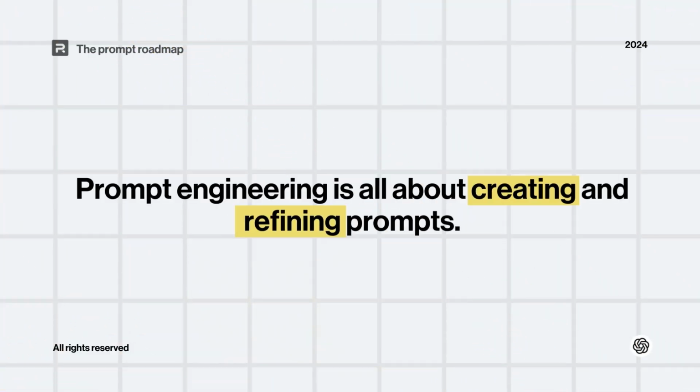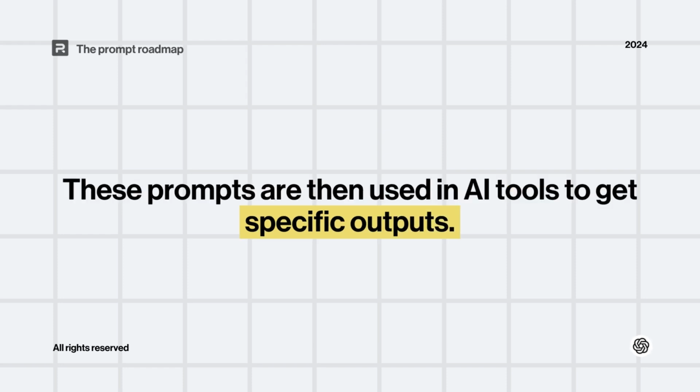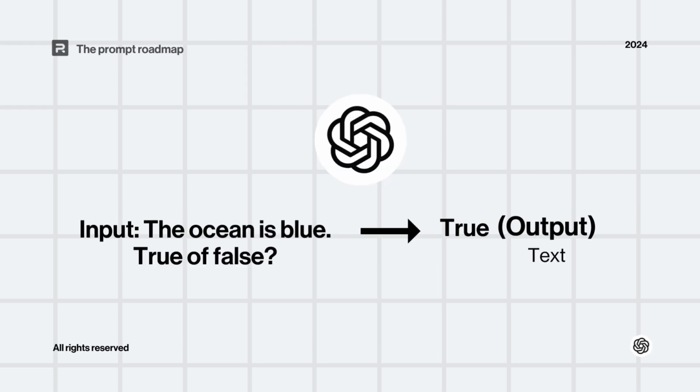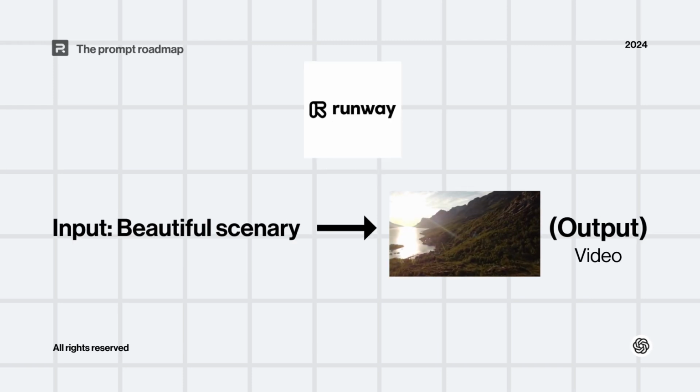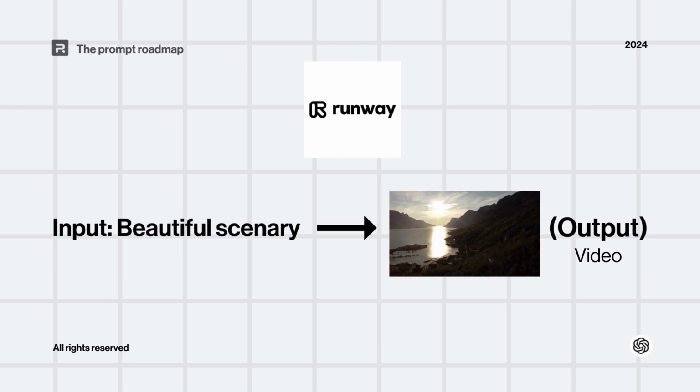For those of you who are new to the term, prompt engineering is all about creating and refining prompts. These prompts are then used in AI tools to get specific outputs. For example, in a text-to-text AI tool like ChatGPT, both the input and output are text. In a text-to-image or text-to-video AI tool like Runway ML, the input is text, but the output is a specific video or image.